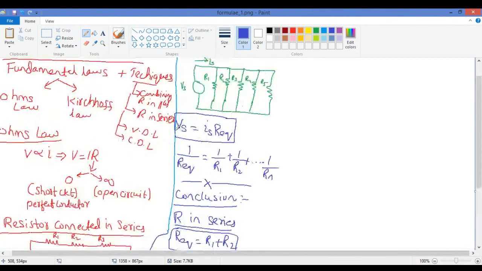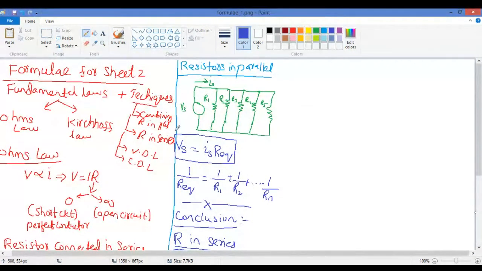Now, after this, let me show two more formulas, then we'll start solving the problem. Now let us see what you mean by voltage divider circuit. Voltage divider law.